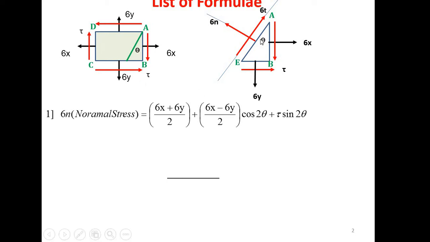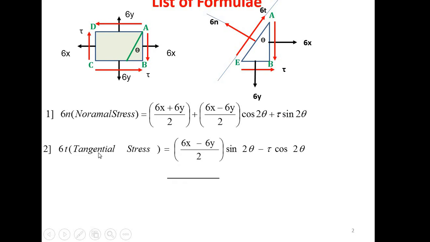First, sigma n, that is the normal stress, equal to (sigma x plus sigma y) by 2 plus (sigma x minus sigma y) by 2 into cos 2 theta plus tau sin 2 theta. Second formula is sigma t, that is the tangential stress, equal to (sigma x minus sigma y) by 2 into sin 2 theta minus tau cos 2 theta. Third formula is the resultant stress, sigma r, equal to under root sigma n square plus sigma t square.